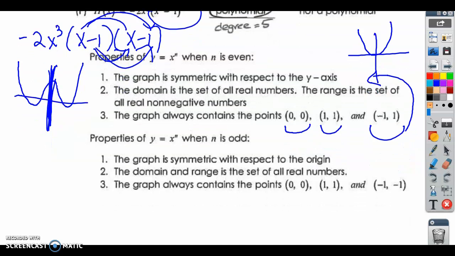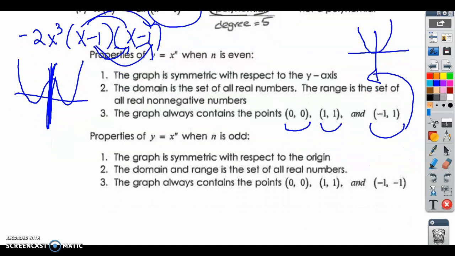Now we go ahead and change that exponent and make it odd. Now we have it symmetric with respect to the origin, which is 0, 0, and the domain and the range is the set of all real numbers. The graph is going to always contain the points 0, 0, 1, 1, and negative 1, negative 1. For example, x cubed.